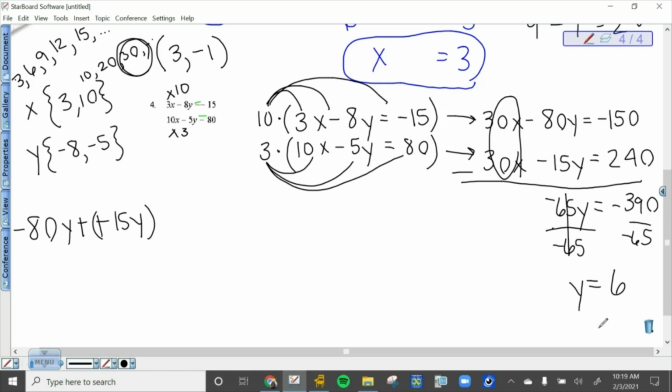Now what do we do? Check? No, not yet. We're only halfway there. Plug it into one of your original equations. So let's finish that up. You can either do 3x minus 8 times 6 equals negative 15, or 10x minus 5 times 6 equals 80. You can do either one. Then you'll solve for x, you'll get an answer for x, and then you check it, and then you're done.